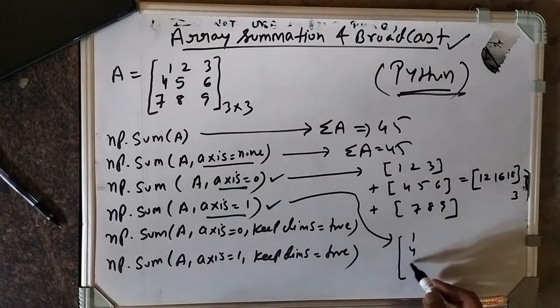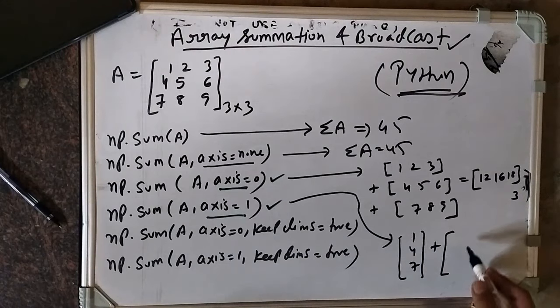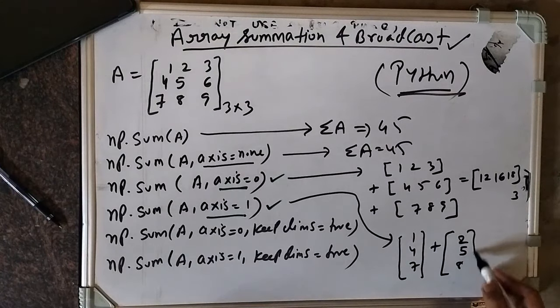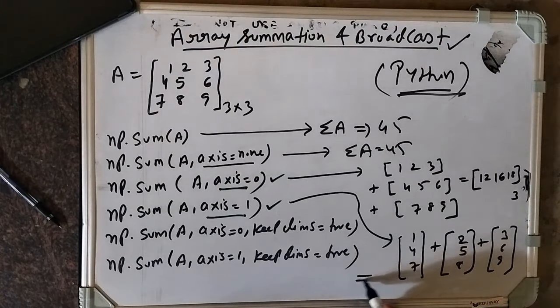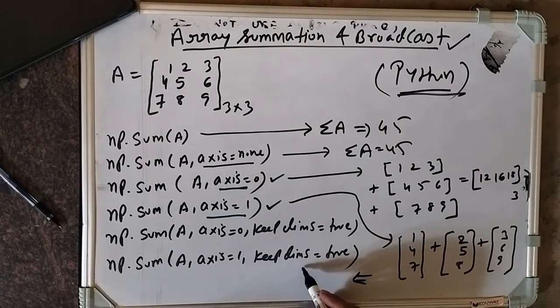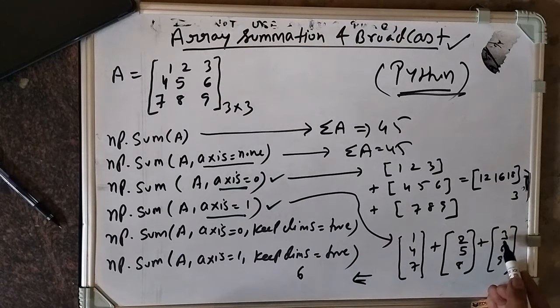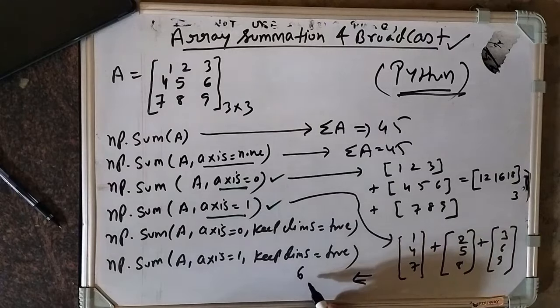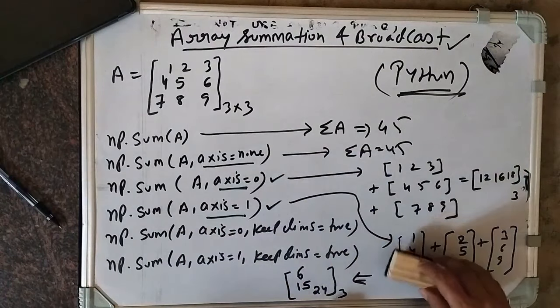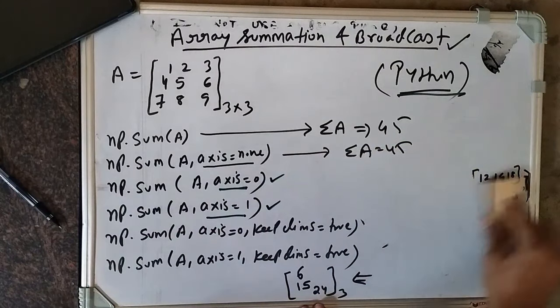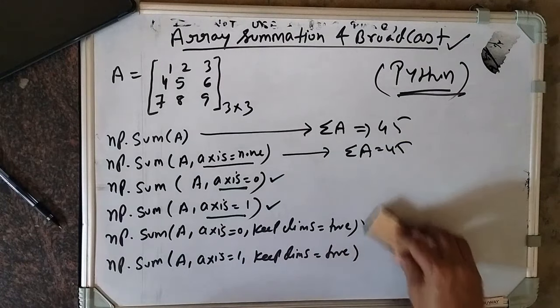And if you do axis equal to 1, what is the meaning of this? You are adding 1 4 7, plus 2 5 8, plus 3 6 9. What is the answer? Your answer will be 6, 15 and 24. This is also of dimension 3. Now what is the problem? I will show. I am just erasing this. You can also write the same thing and check the answer.